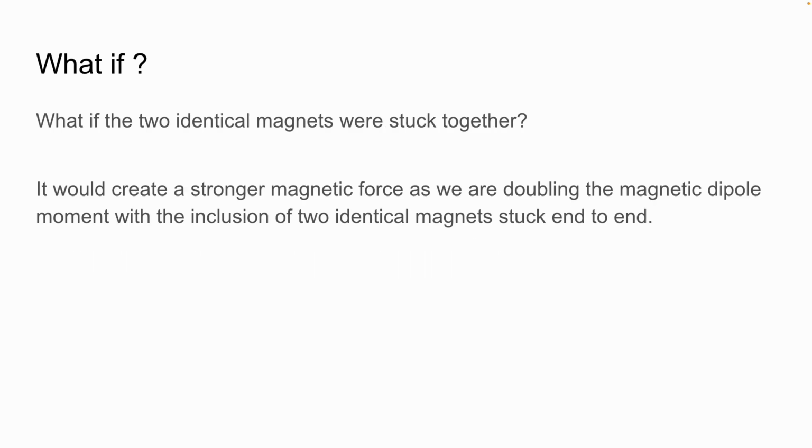What if? What if two identical magnets were stuck together? If two identical magnets were stuck together, it would create a stronger magnetic force as we are doubling the magnetic dipole moment with the inclusion of two identical magnets stuck end to end. This would be dramatically stronger than one singular magnet.